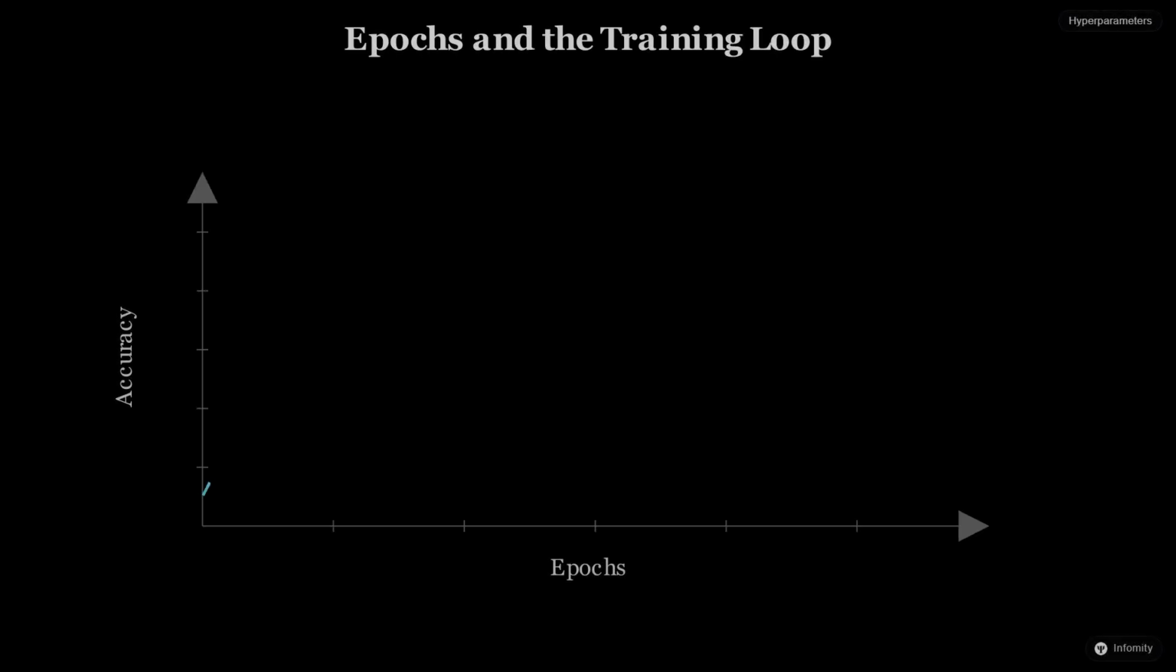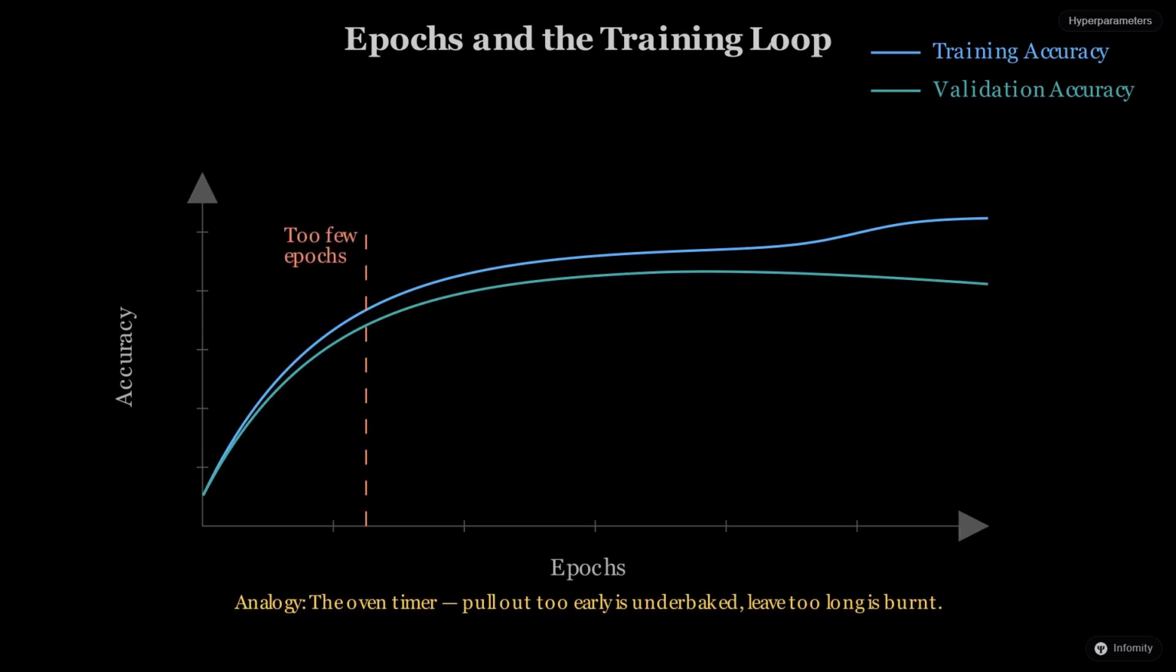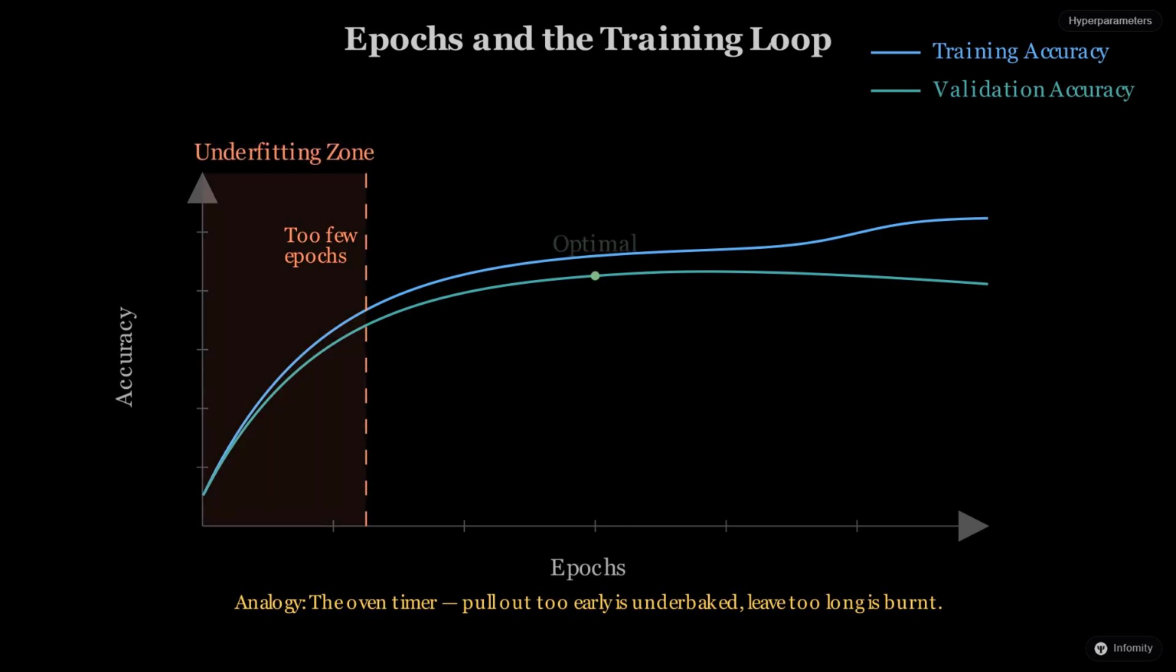The number of epochs is another vital hyperparameter, representing how many times the model will see the entire dataset. Think of this as the timer on your oven. If you pull the cake out too early, the center will be raw and unformed. This is what we call underfitting.